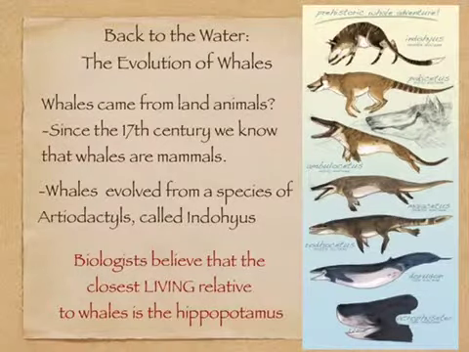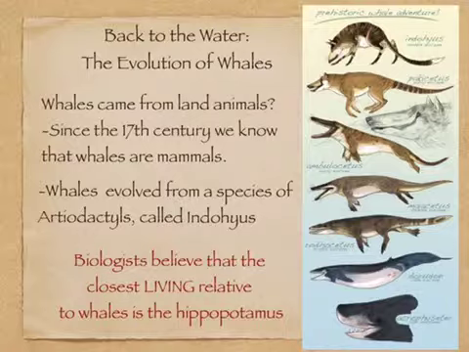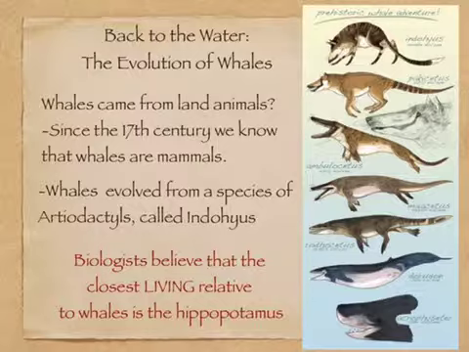It may be hard to believe, but whales came from land animals. Since the 17th century, we know that whales are mammals. DNA evidence and certain traits show their ancestors lived on land. Whales evolved from a species of artiodactyls called Indohyus. These raccoon-sized animals are closely related to whales because they have special features of the ears and teeth seen only in modern whales and their aquatic ancestors. Biologists believe the closest living relative to whales is the hippopotamus.